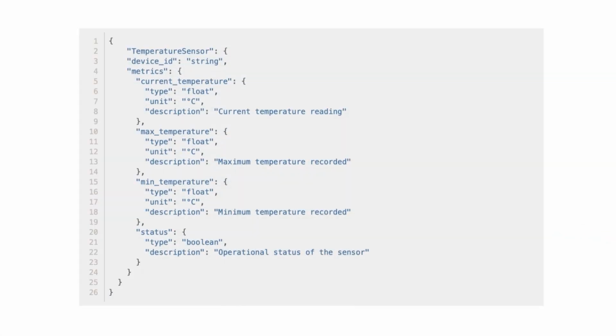This would ensure consistency across all sensors of the same type and would make it easier to manage and interpret the sensor data. While Sparkplug uses Google's protocol buffers for encoding data, here is a basic representation of a Sparkplug template schema in JSON for the temperature sensor example. In this simplified example, the template for a temperature sensor includes an ID for the device, called deviceId, and a set of metrics.